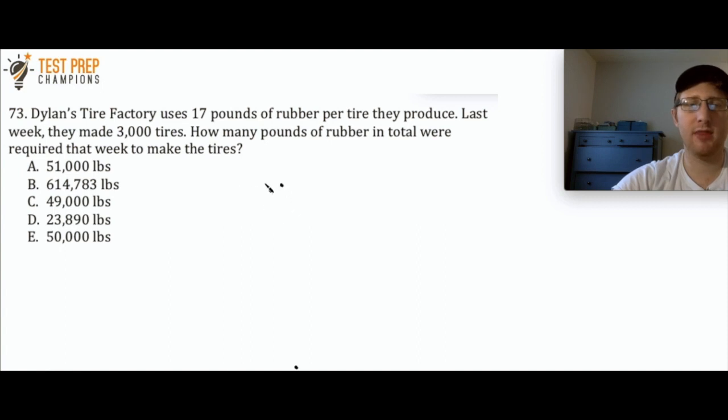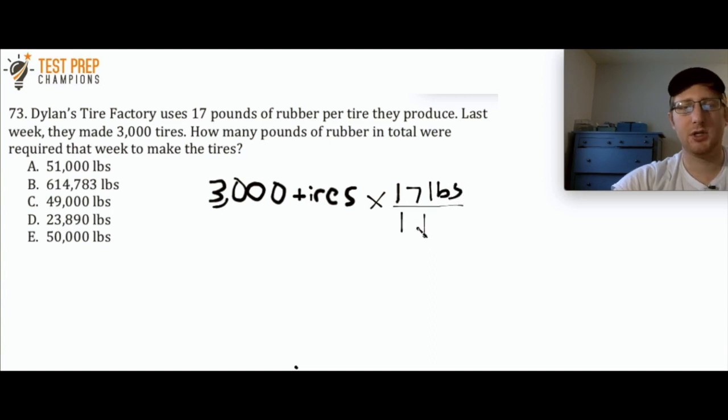So you could think through this question intuitively, but let me show you a way to do it here. The way I would think about this question is we're told that we've got 3,000 tires, and they make 3,000 tires, and we know that the factory uses 17 pounds of rubber per tire they produce. So I can say here, well, we've got 17 pounds per tire.